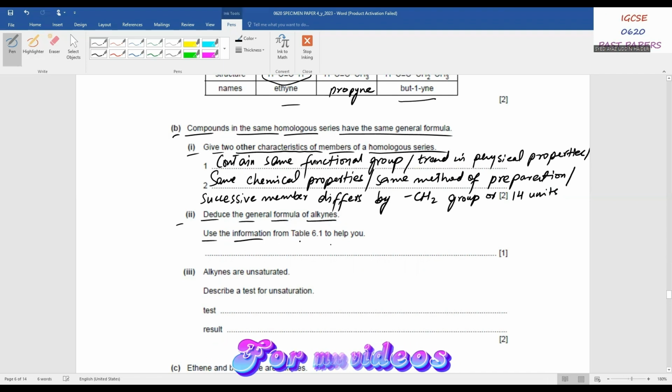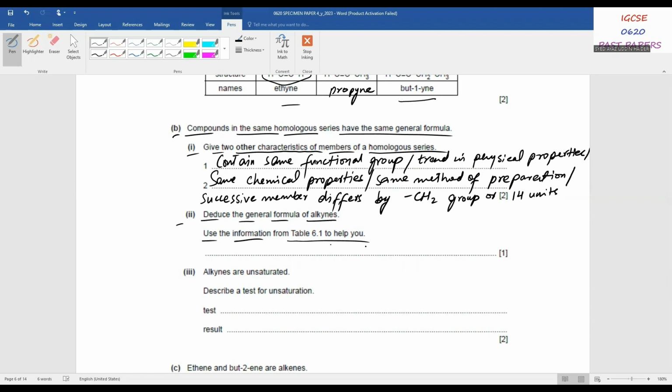Number 2, deduce the general formula of alkynes. Use the information from table 6.1 to help you. Now they are asking you to deduce a general formula for alkynes. Let's write the molecular formula for each member. So we have ethyne, propyne, butyne. Look at the formula, it's C2H2. Next member, C3H4.